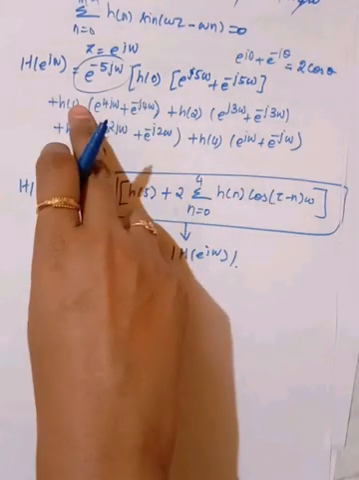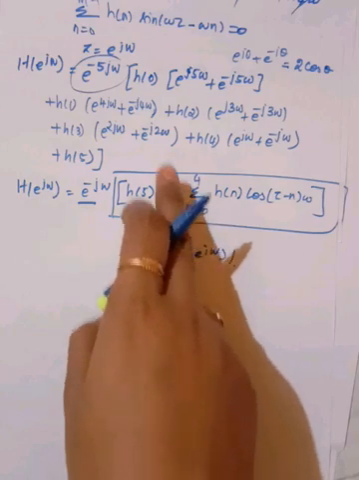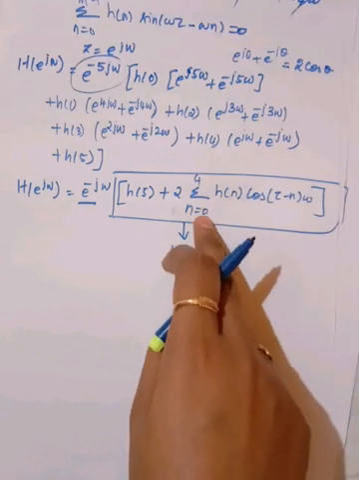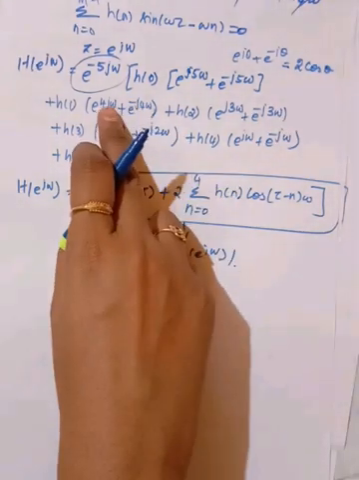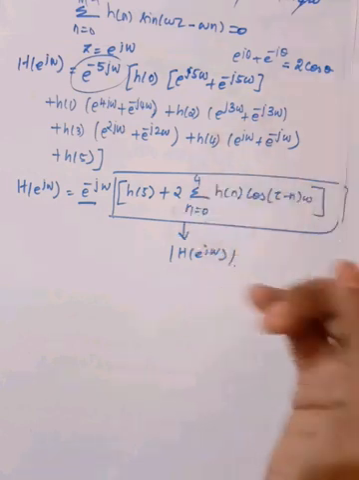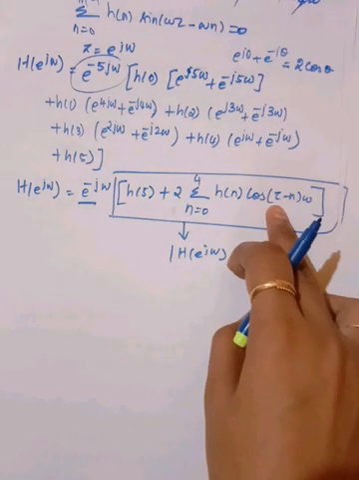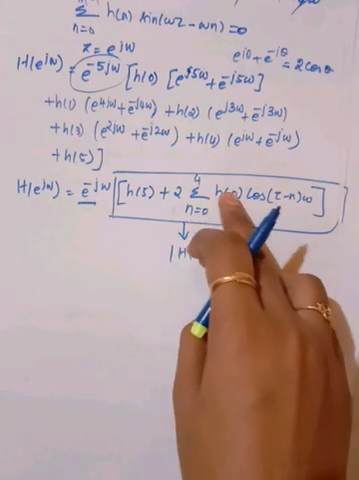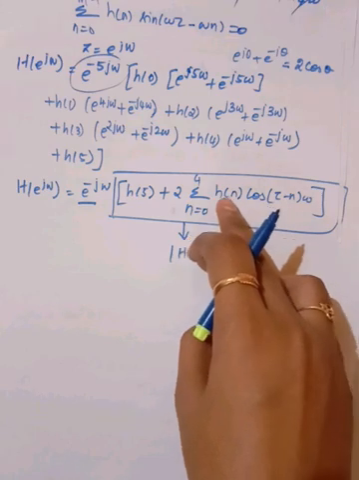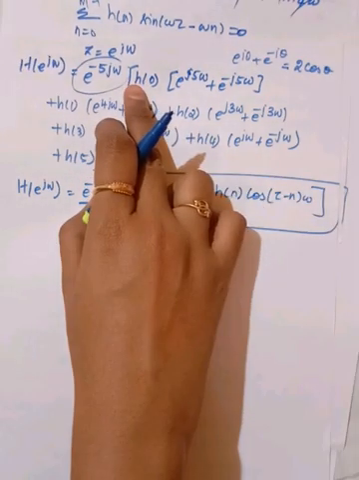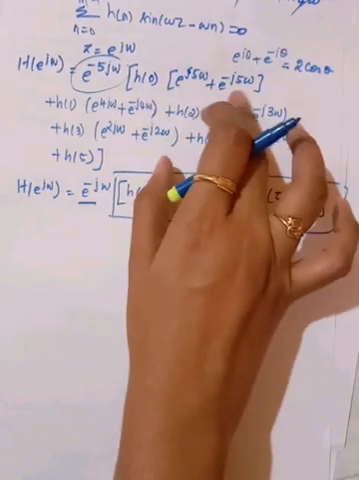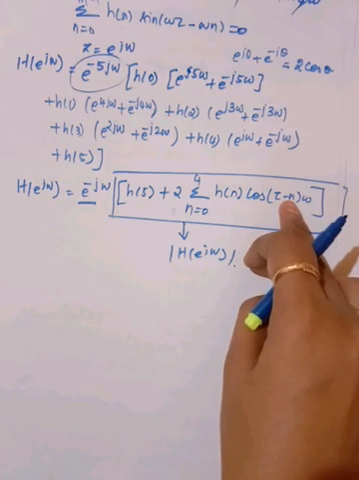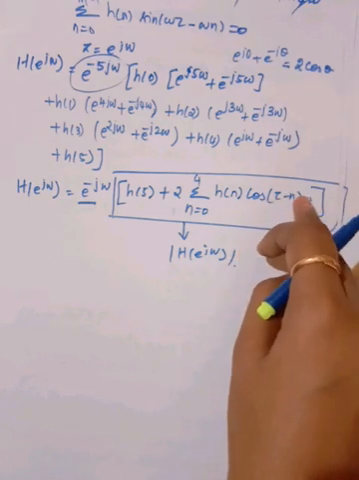Now 2 is common for all these terms. So summation of H of n, where n varies 0, 1, 2, 3, 4, so n equal to 0 to 4 of H of n, can be written as cos of (tau minus n) omega. When you substitute n equal to 0, I get H of 0 cos tau omega.